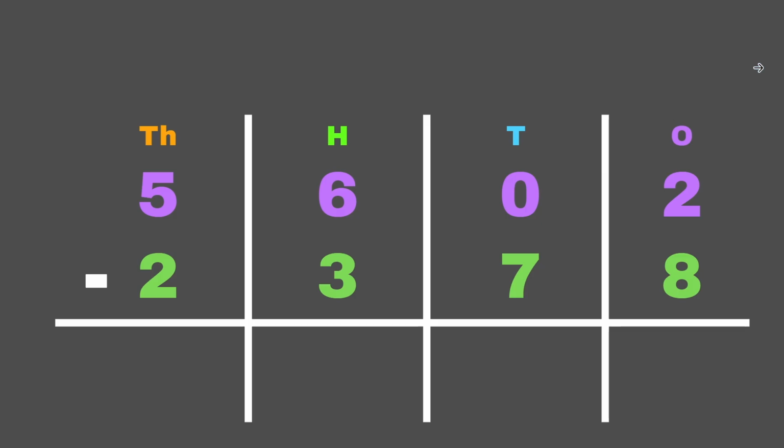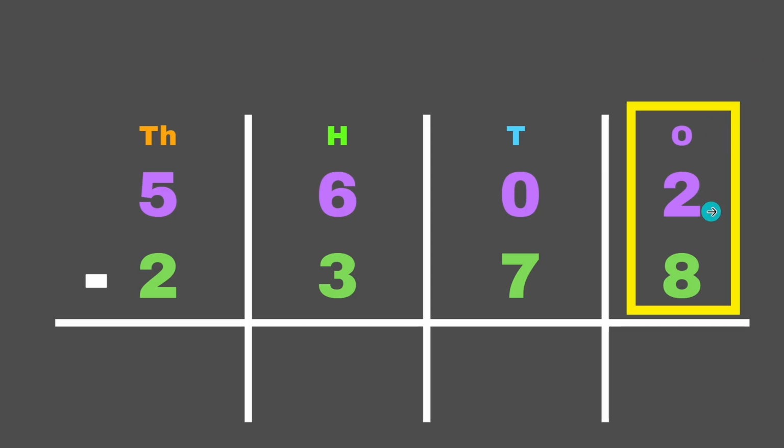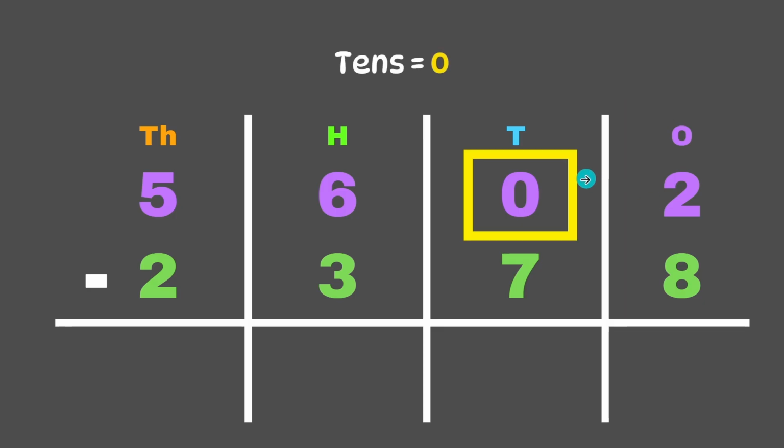Now let's look at this example. First we will place them vertically. In the ones place we have 2 minus 8, which is not possible. So we try to borrow from the tens place. But the tens digit is 0. So 0 cannot give anything. So we move to the hundreds place to borrow.